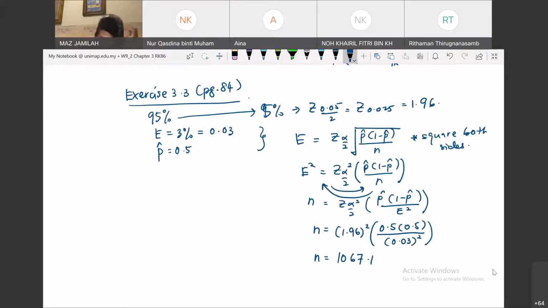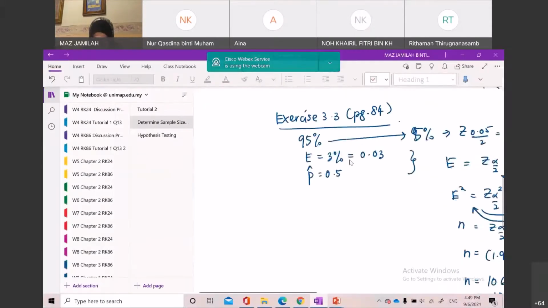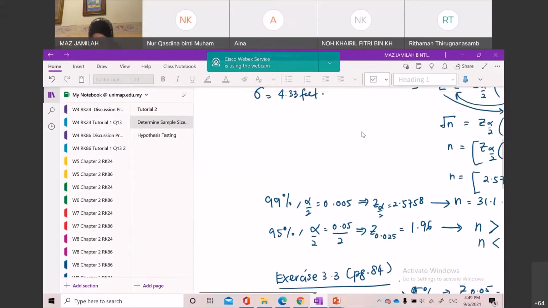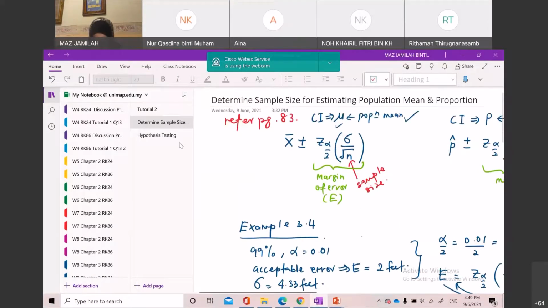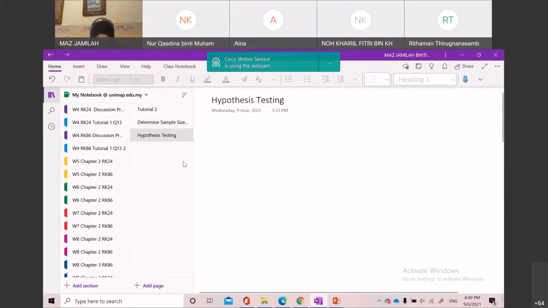1067. In this case, I'm not sure why the answer is not taking the approximation 1067, so N would be 1067, maybe because it is less than 0.5. So this will be the number of samples required for your experiment or investigation. That's all for finding the sample size involving the population mean as well as the population proportion.